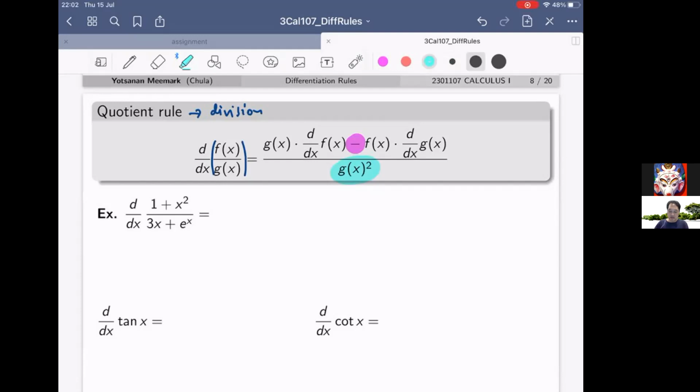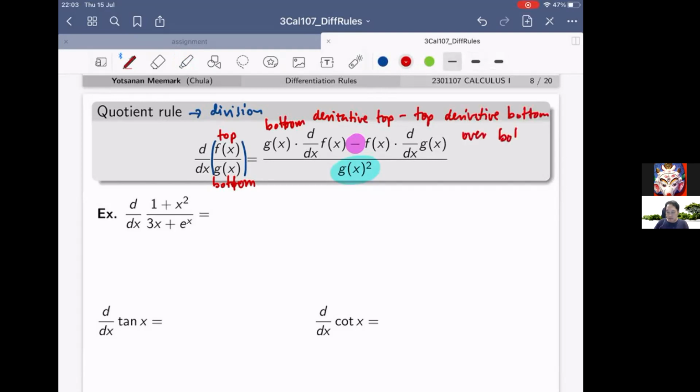Usually we look at it as the top over the bottom. So we say the bottom times the derivative of the top, minus the top times the derivative of the bottom, over the bottom squared. Usually we memorize it like that: the bottom times the derivative of the top, minus the top times the derivative of the bottom, over the bottom squared.